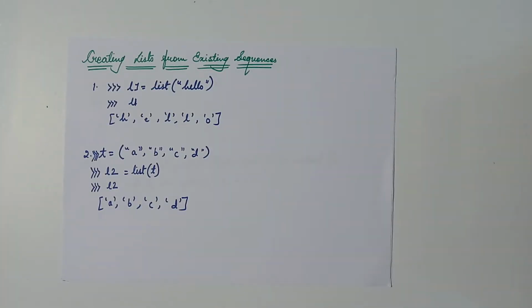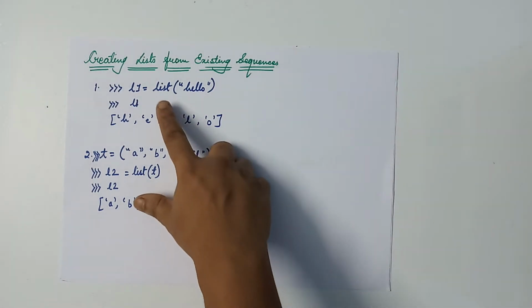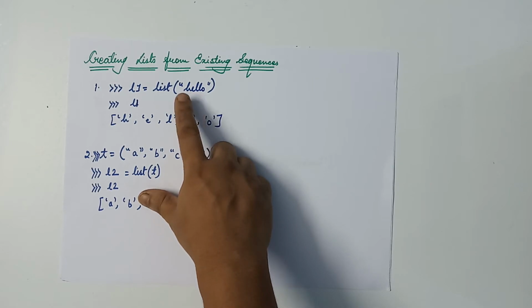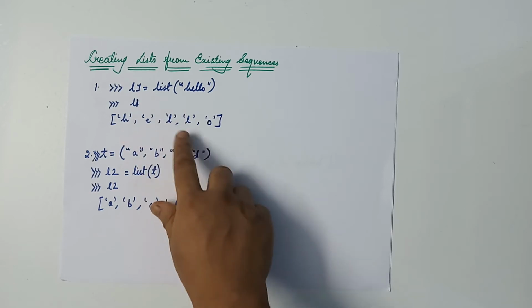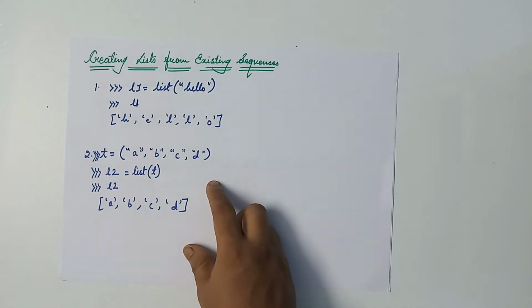We can create a list from existing sequences also. How? Let's take the first example. In the first example, we have used the list constructor and we are passing a string. String is also a collection. So over here, every character of the hello string will become an element of the list variable L1.